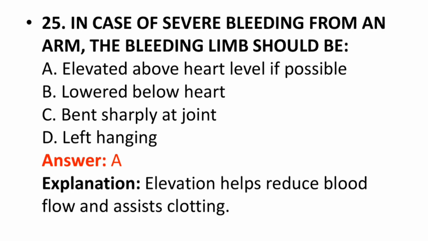In case of severe bleeding from an arm, the bleeding limb should be: option A, elevated above heart level if possible. Option B, lowered below heart. Option C, bent sharply at joint. Option D, left hanging. The correct answer is option A, elevated above heart level if possible. Elevation helps reduce blood flow and assist clotting.